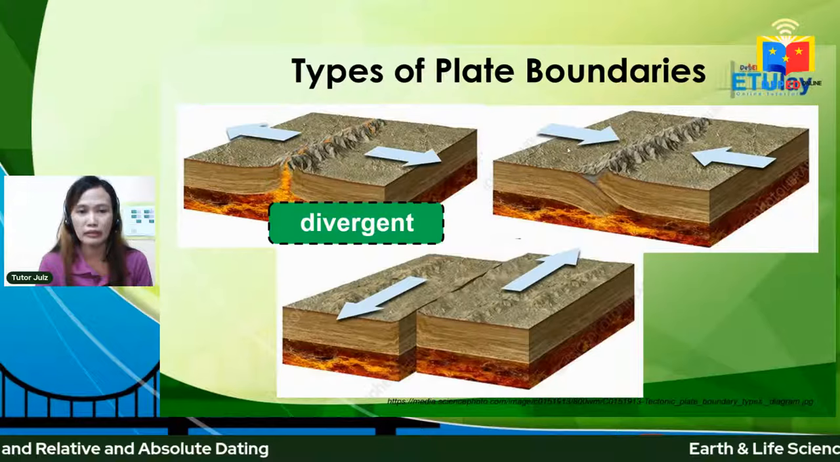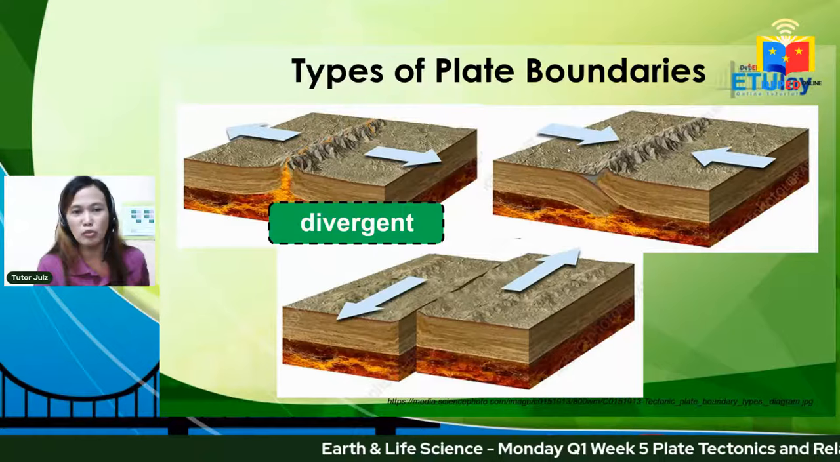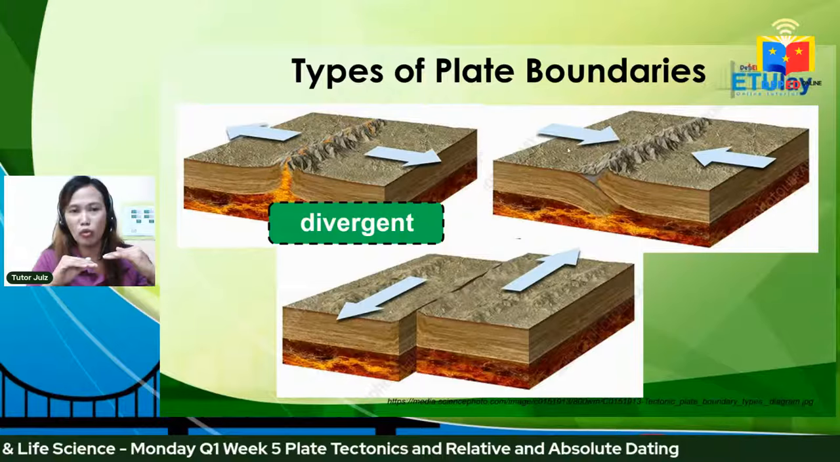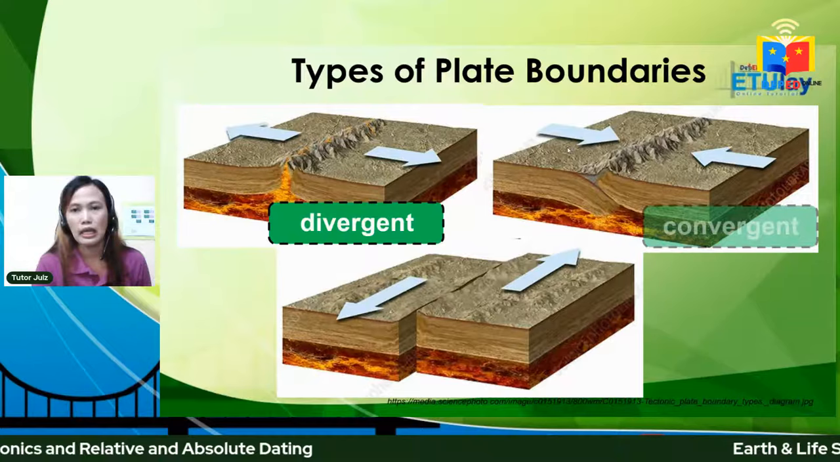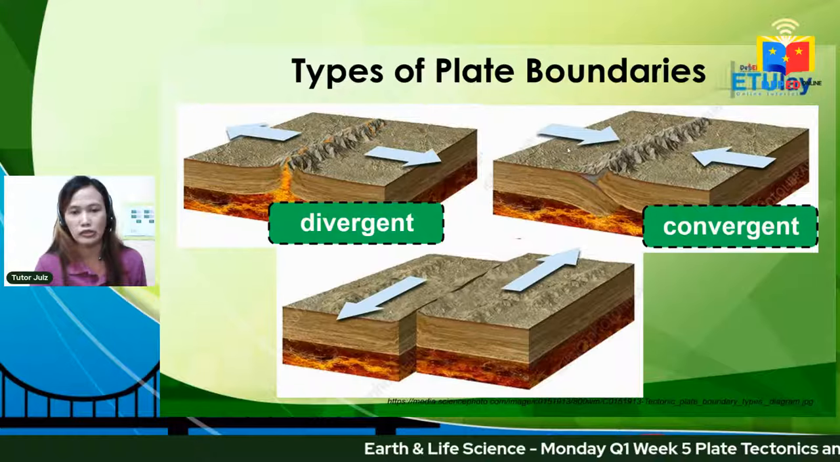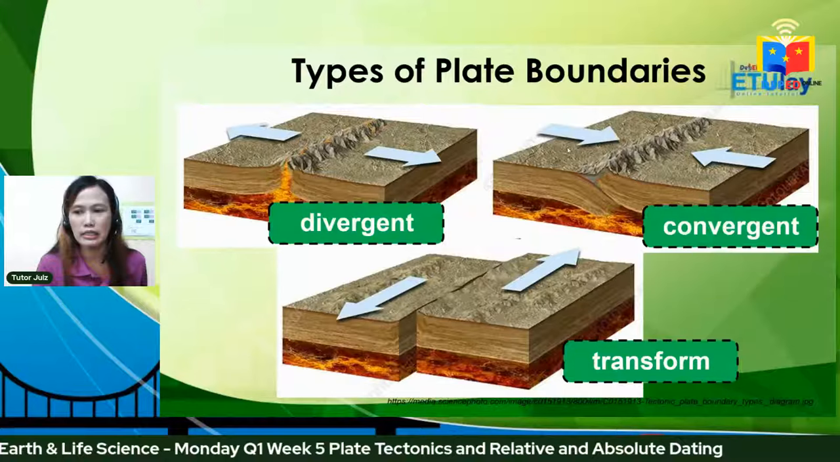So look at the movement of the arrow, the movement in this plate boundary, the movement is opposite. They move away, the plates moving away from each other. And then in convergence, the plates move toward each other. And then in transform, the plates are sliding past each other. Okay? So here are the types of plate boundaries.